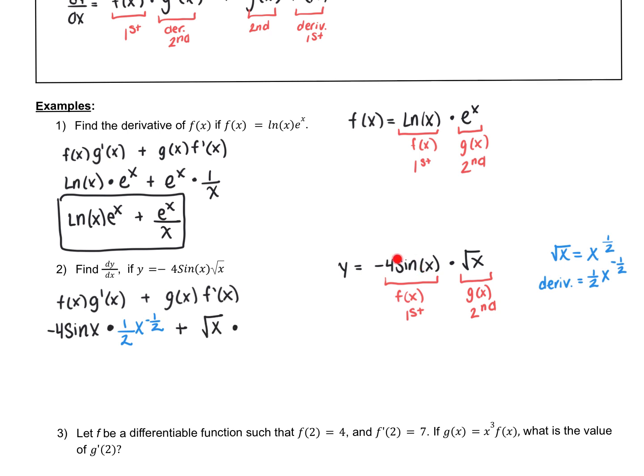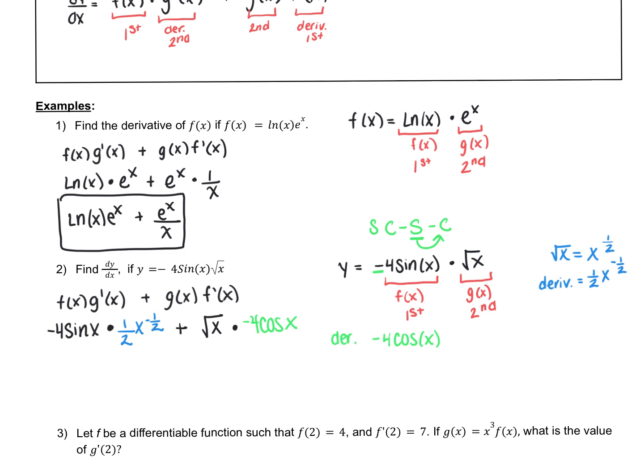times the derivative of the first. So the derivative of sine, so let's do sine, cos, sine, cos. Since there's a negative here, we'll say derivative of negative sine, which is negative cos. So -4 cos of x is my derivative. So -4 cos of x.